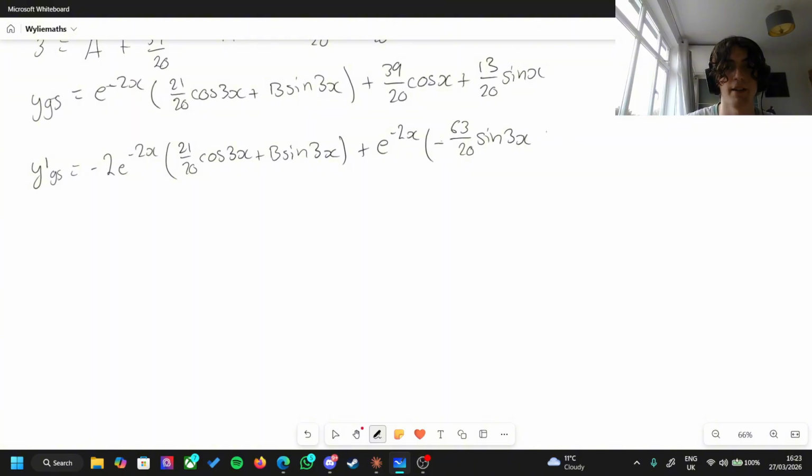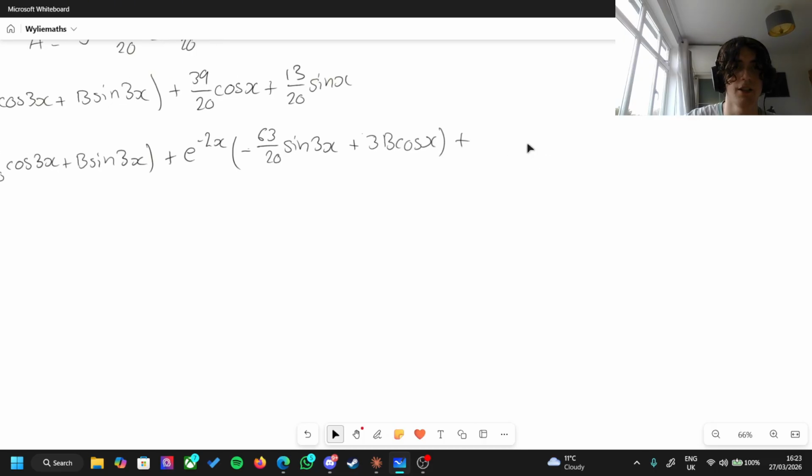And then we do the same thing over here, but we don't really need to worry about this coefficient. Sine differentiates to cos, so plus 3b cos x. Nice and simple. And then we will add on the differential of our particular integral. So again, cos differentiates to minus sine, so that's going to be a minus. Cos differentiates to minus sine, so we have minus 39 over 20 sine x. Sine differentiates to cos, so we have plus 13 over 20 cos of x. Lovely, and that is our differential for y.